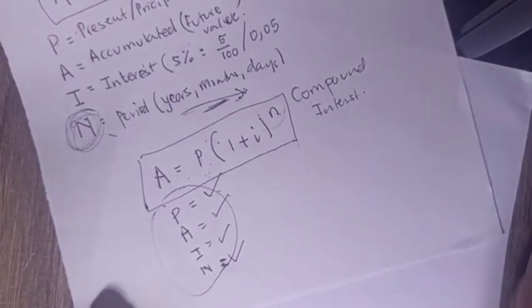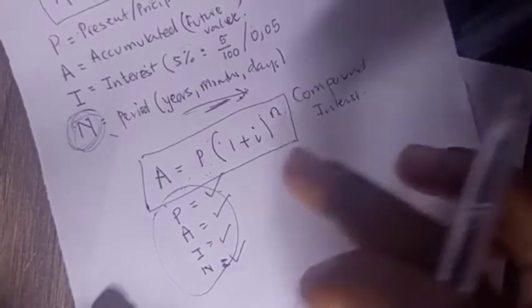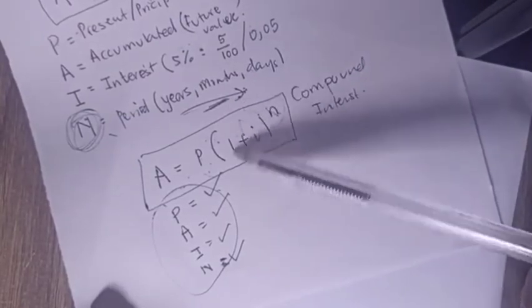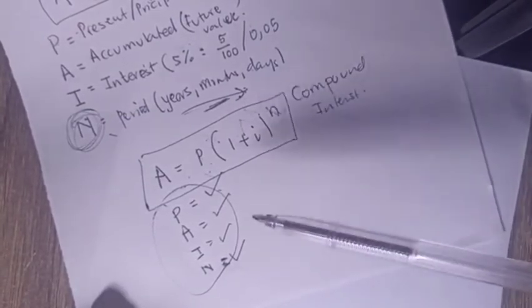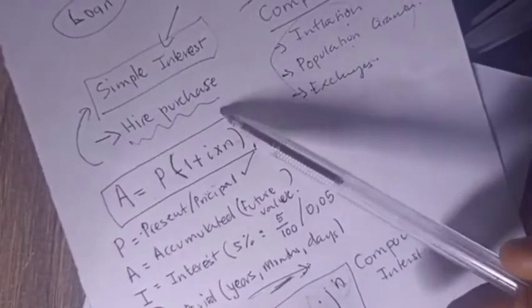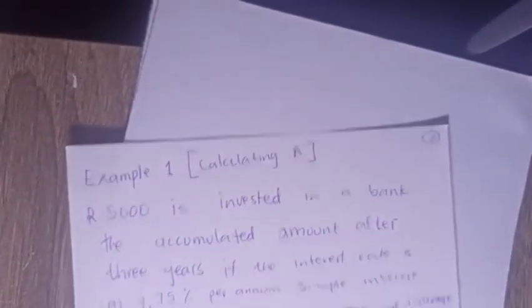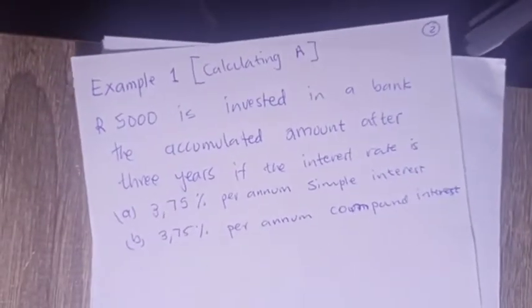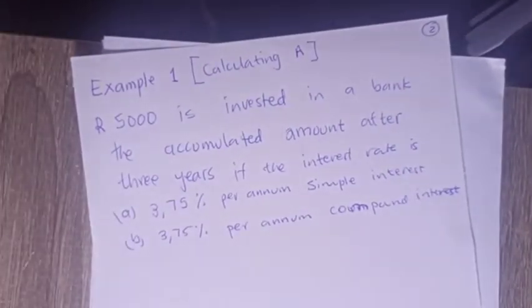So let's do the questions now. I hope you understand. This is the formula. You need to know this formula. You need to memorize it. You need to cram it. Do everything to know this formula for compound interest, and the other one is for simple interest. So let's start with the first question. It's very basic, very easy. Nothing hectic here. Let's read the question.